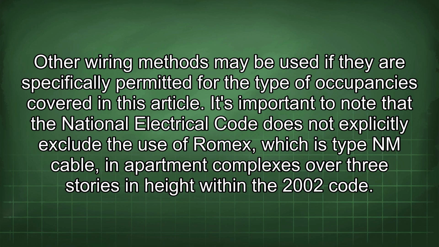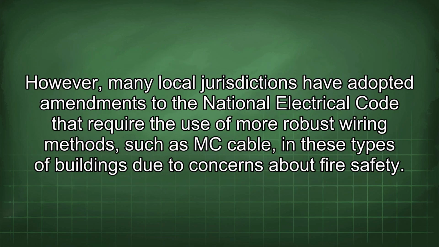It's important to note that the National Electrical Code does not explicitly exclude the use of Romex, which is Type NM cable, in apartment complexes over 3 stories in height within the 2002 code. However, many local jurisdictions have adopted amendments to the National Electrical Code that require the use of more robust wiring methods such as MC cable in these types of buildings due to concerns about fire safety.